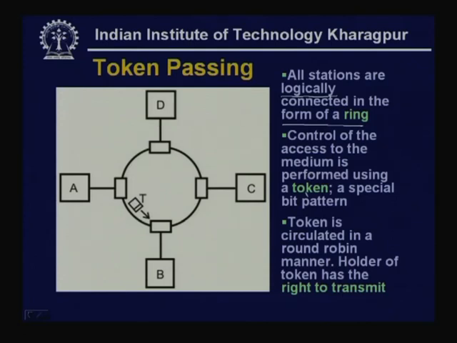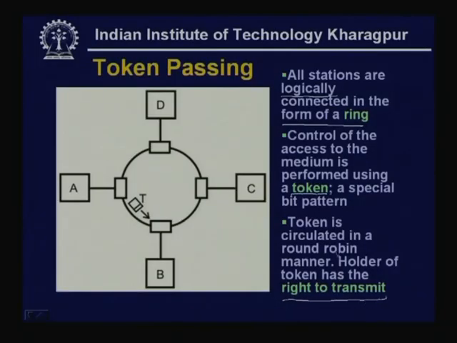Now, this ring is essentially the shared medium used for communication, and control of the access to the medium is performed using a token. What is a token? A token is essentially a special bit sequence, or it can be considered as a small packet. This packet circulates around the ring, and whoever captures the token gets the right to transmit. So, the token is circulated in a round robin manner, and the holder of the token has the right to transmit.